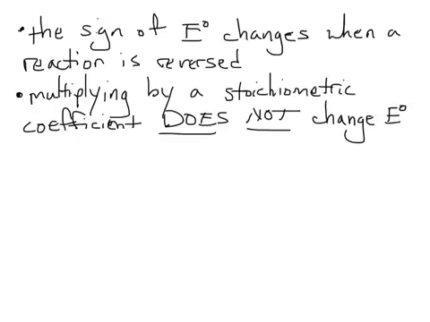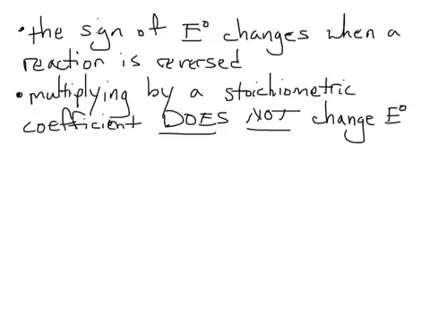The reason is that potential, the voltage, is a ratio. It's a ratio of energy to charge, how much energy you get per charge. When you multiply by some stoichiometric coefficient, you double it, but the ratio doesn't change. It's still the same ratio of energy to charge. You just get more energy, and therefore more charge. So the ratio does not change, and therefore the potential doesn't change. So please do not multiply your potential value by any coefficients.